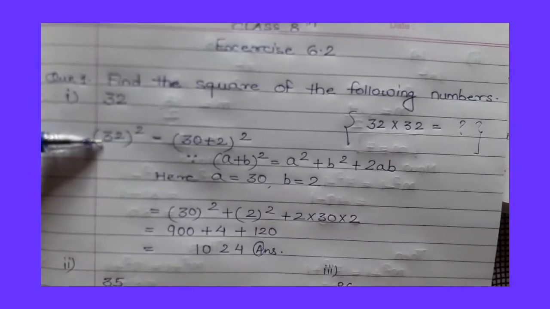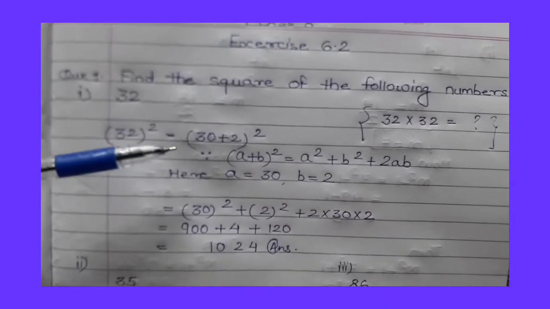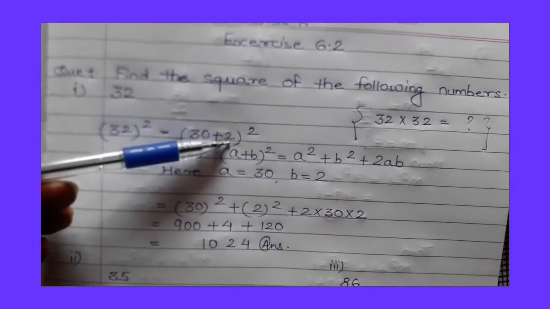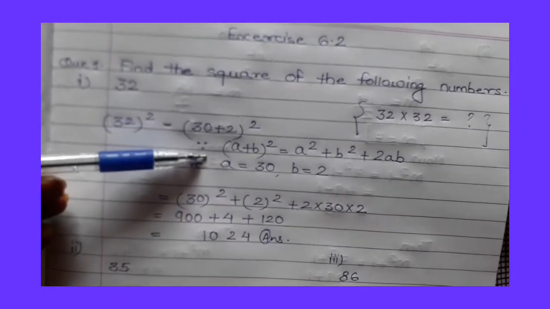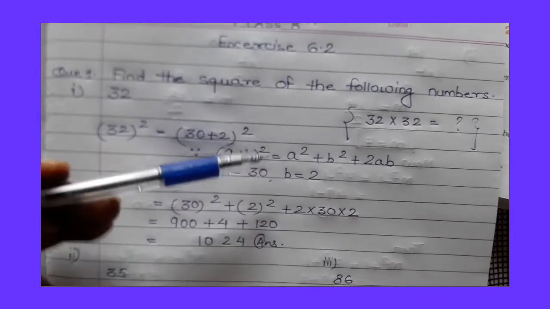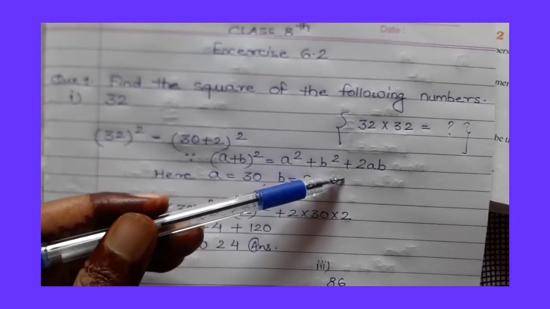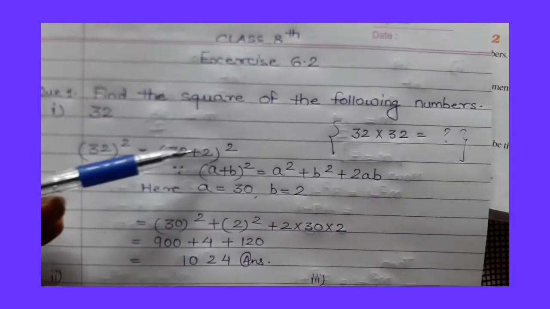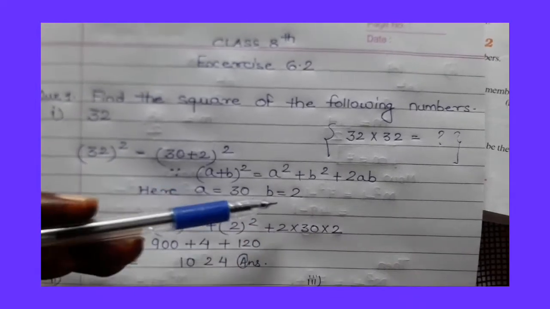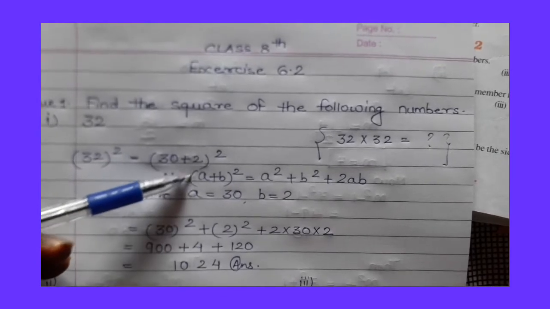What we have to do here, like 32, first of all we'll split this. 32 we can write 30 plus 2. Square was there, so we have put it square. Now you can use identity. A plus b whole square is a square plus b square plus 2ab. Here when you'll compare, the value of a is 30 and value of b is 2. So here we got value of a and value of b. Now we'll use this identity and we'll put value here.